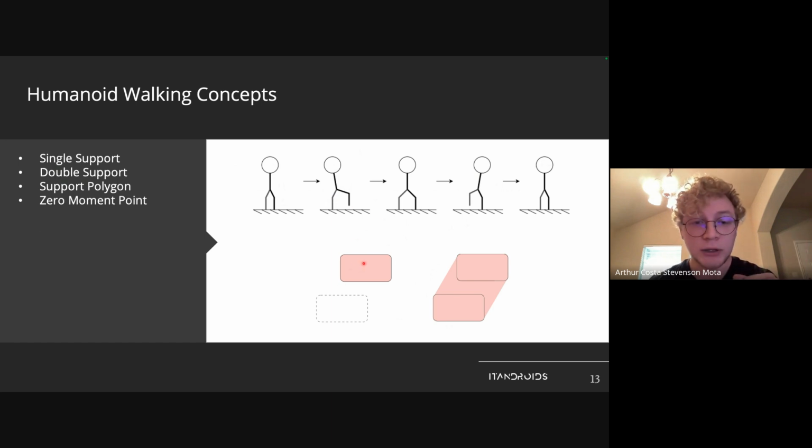The support foot, in single support and in double support, in all cases defines the support polygon. So here you can see the support polygon in single support, and here in double support. Mathematically speaking, it is the external hull of all the points in contact with the ground.